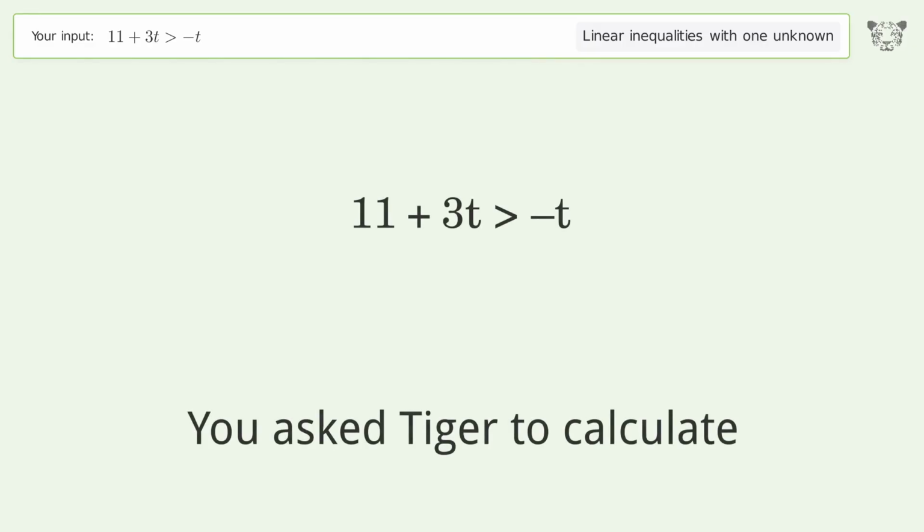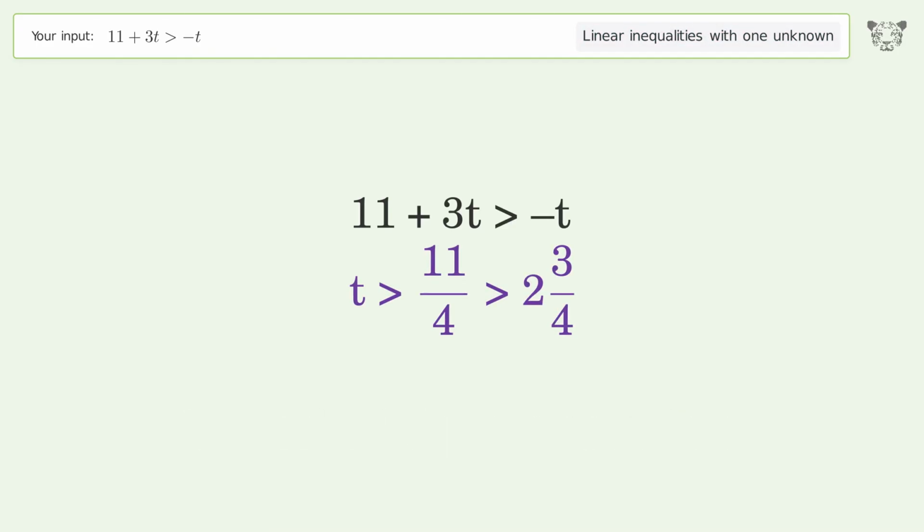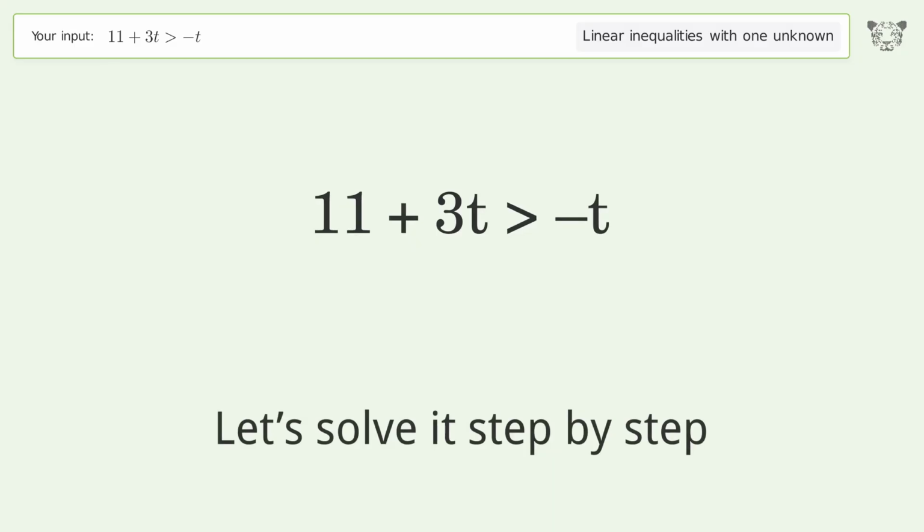You ask Tiger to calculate. This deals with linear inequalities with one unknown. The final result is t greater than -11/4 greater than -23/4. Let's solve it step by step.